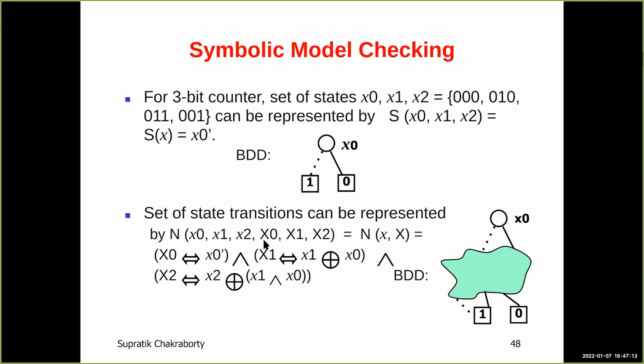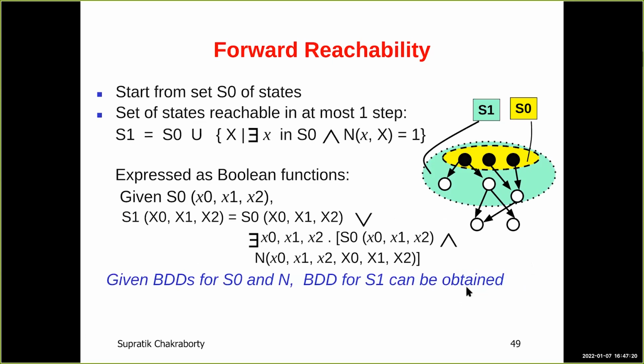Now you can represent a set of state transitions using a Boolean formula, and of course this formula you can now represent using a BDD or an AIG, for example. And then how do we do reachability using either BDD or AIG?